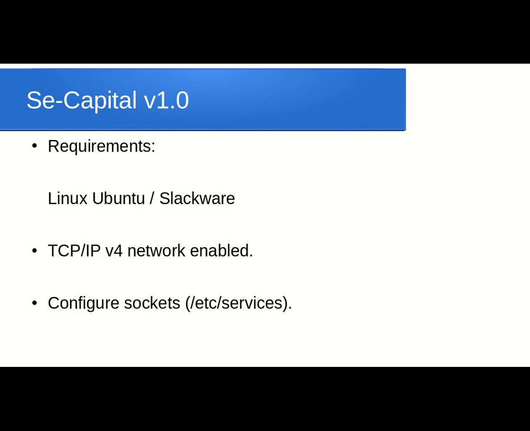The requirements so that SE Capital version 1.0 can work are Linux Ubuntu or Linux Slackware. I originally developed this software in Linux Slackware, but I made sure that this works well in Linux Ubuntu as it is a more popular distribution. Also, we need to have the TCP/IP protocols enabled and working. We need to have the network configuration. And also we need to have IPv4. And also we need to configure the file name services under the etc folder.